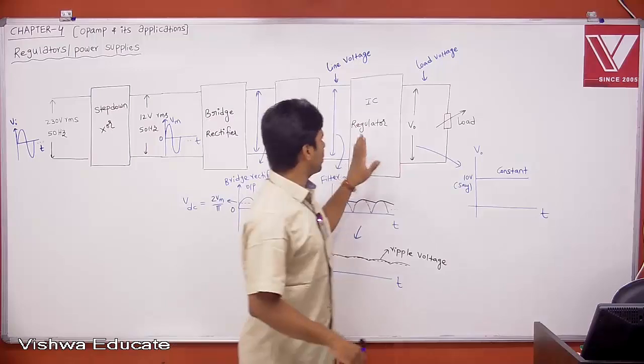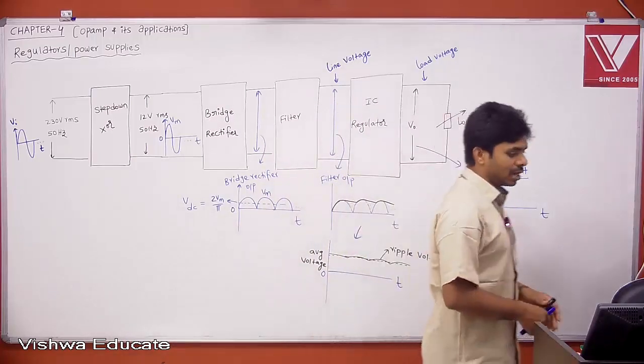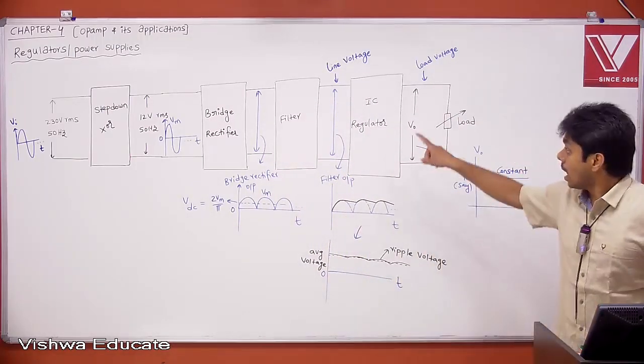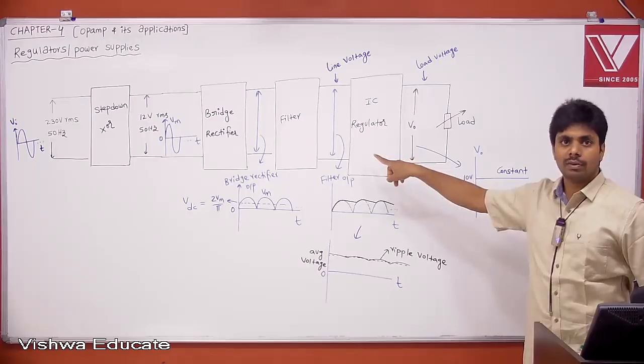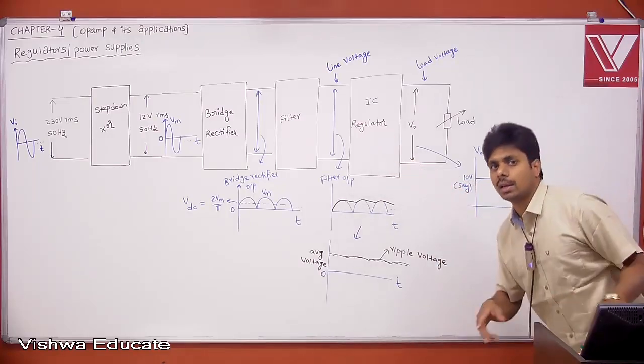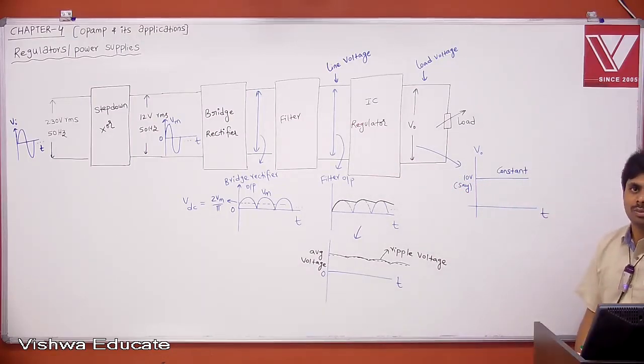Take it, I'll explain the types of IC regulators, then we will see the block diagram of an IC regulator, then we will see the two circuits, then it is done, then we can solve the problems associated with the IC regulator.